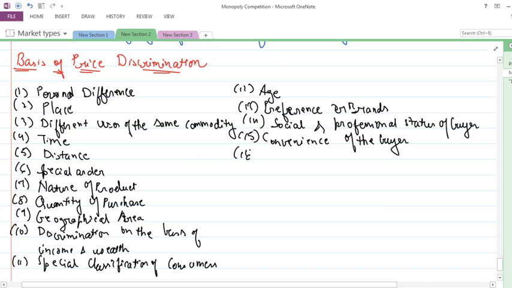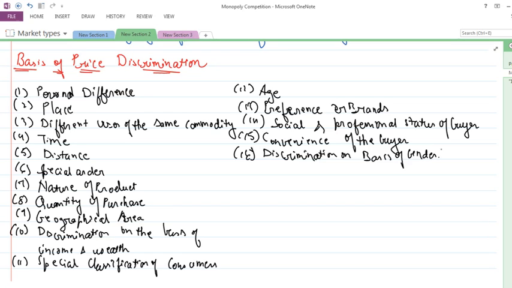The 16th basis of price discrimination is discrimination on the basis of gender. In selling certain goods, producers may discriminate between male and female, charging lower prices to the female. Why? Because they are the ones who would be more inclined to try new products.